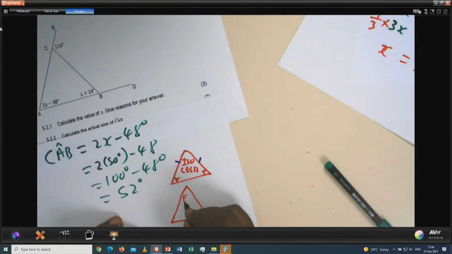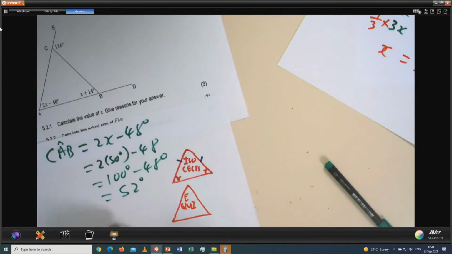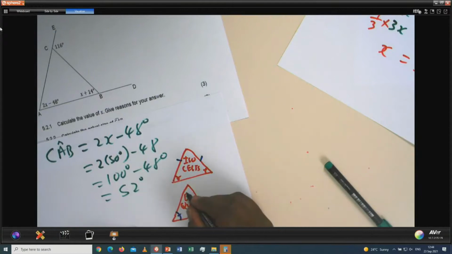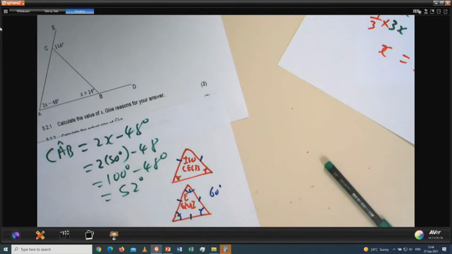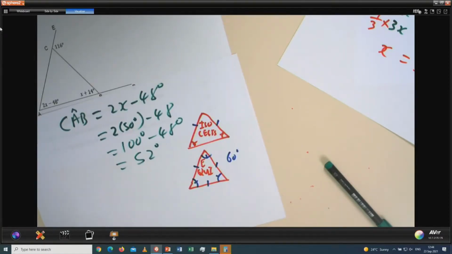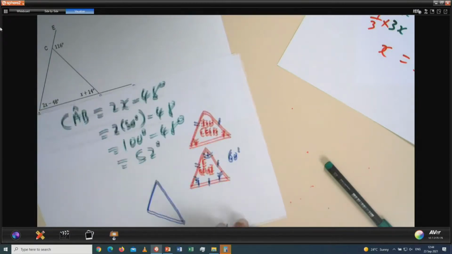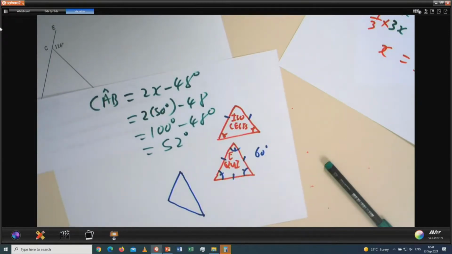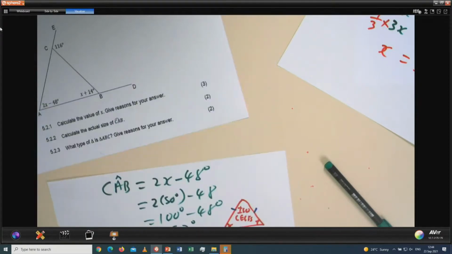Another triangle, equilateral: all angles equal, and equal to 60 degrees per angle. So all sides are equal. And then lastly is your scalene, where no side is equal to any other side. Therefore, to answer that question, you must get the sizes of those angles.